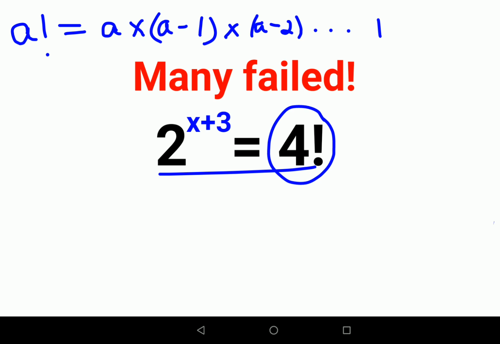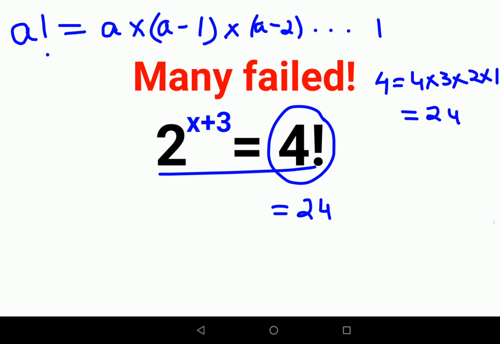So basically 4! is nothing but 4 into 3 into 2 into 1. So the answer comes out to be: 4 into 3 is 12, into 2 gets you 24. So here this comes out to be 24. Now let's look at your LHS.